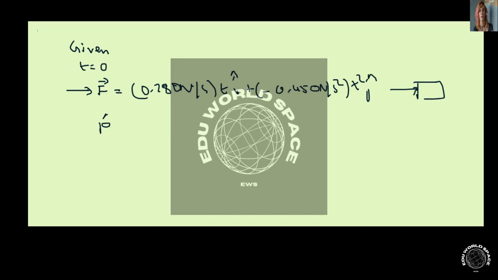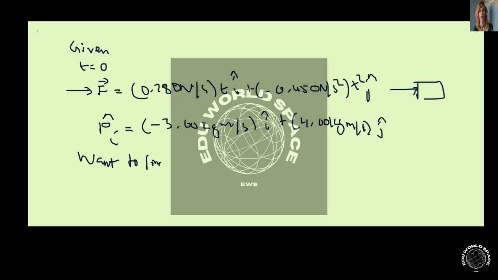And then also we're given that the initial momentum happens to be negative 3.00, again given in terms of component vectors, kilogram meters per second i hat, plus 4.00 kilogram meters per second j hat. So we want to find the momentum of the box, the final momentum at t equals 2 seconds. So that's what's going on.